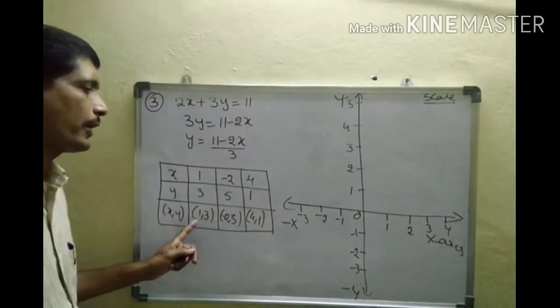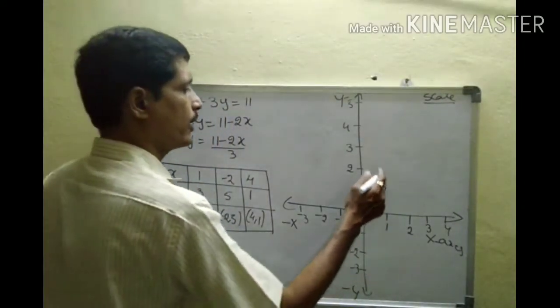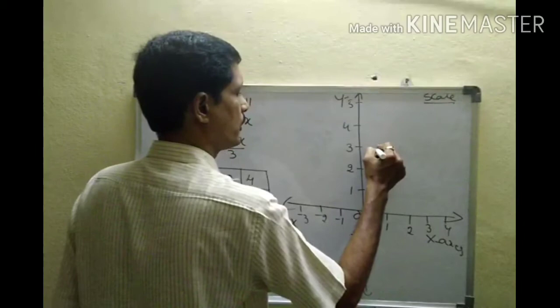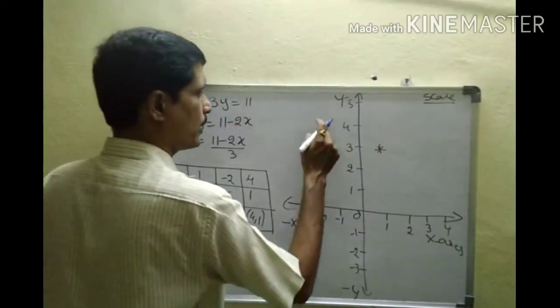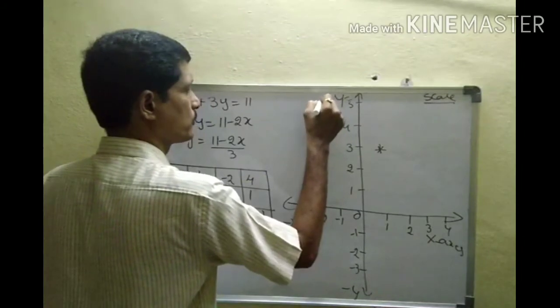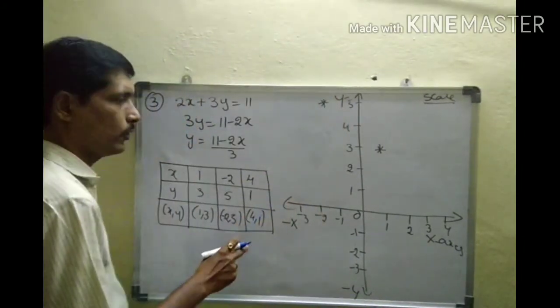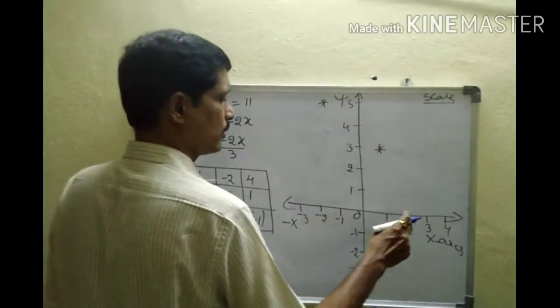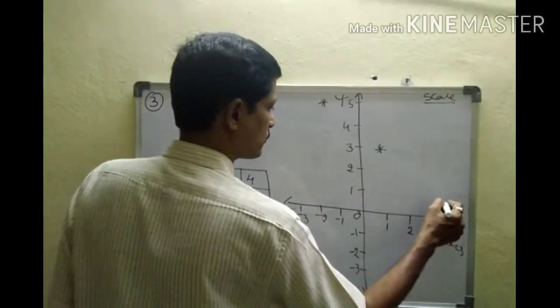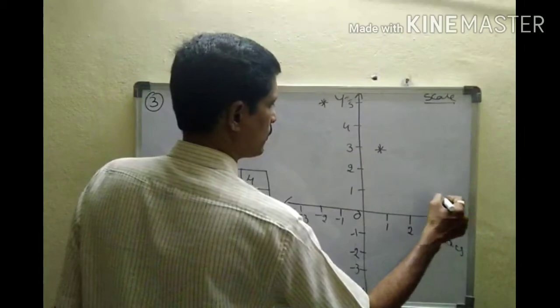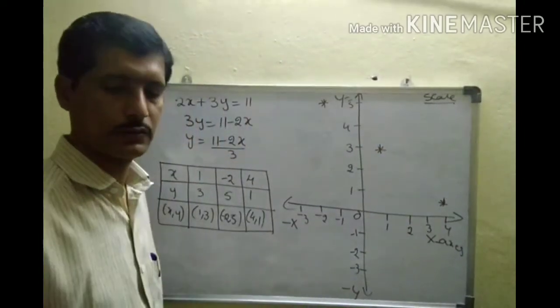Here the first point is 1 comma 3. Here 1, this is 3. Next one is minus 2, 5. Here minus 2, that is 5. Next one is 4, 1. Here 4, this is 1. Join the 3 points. Okay.